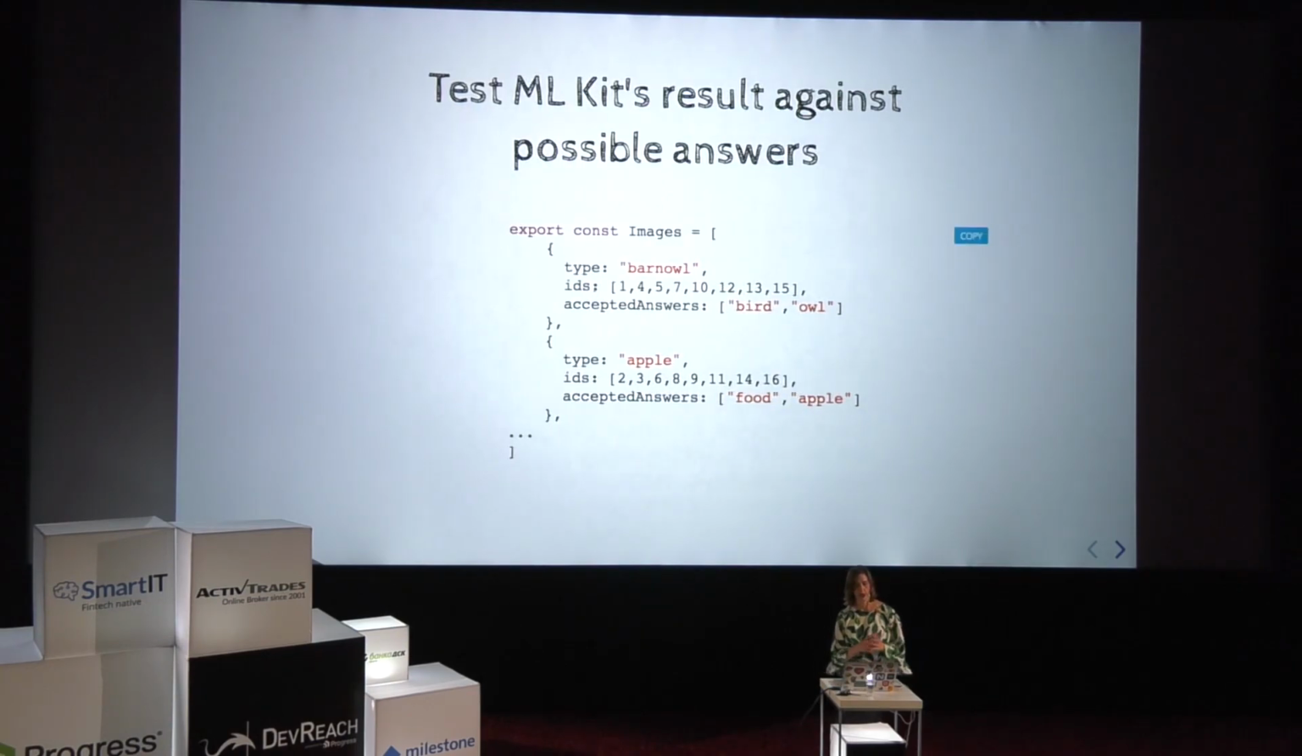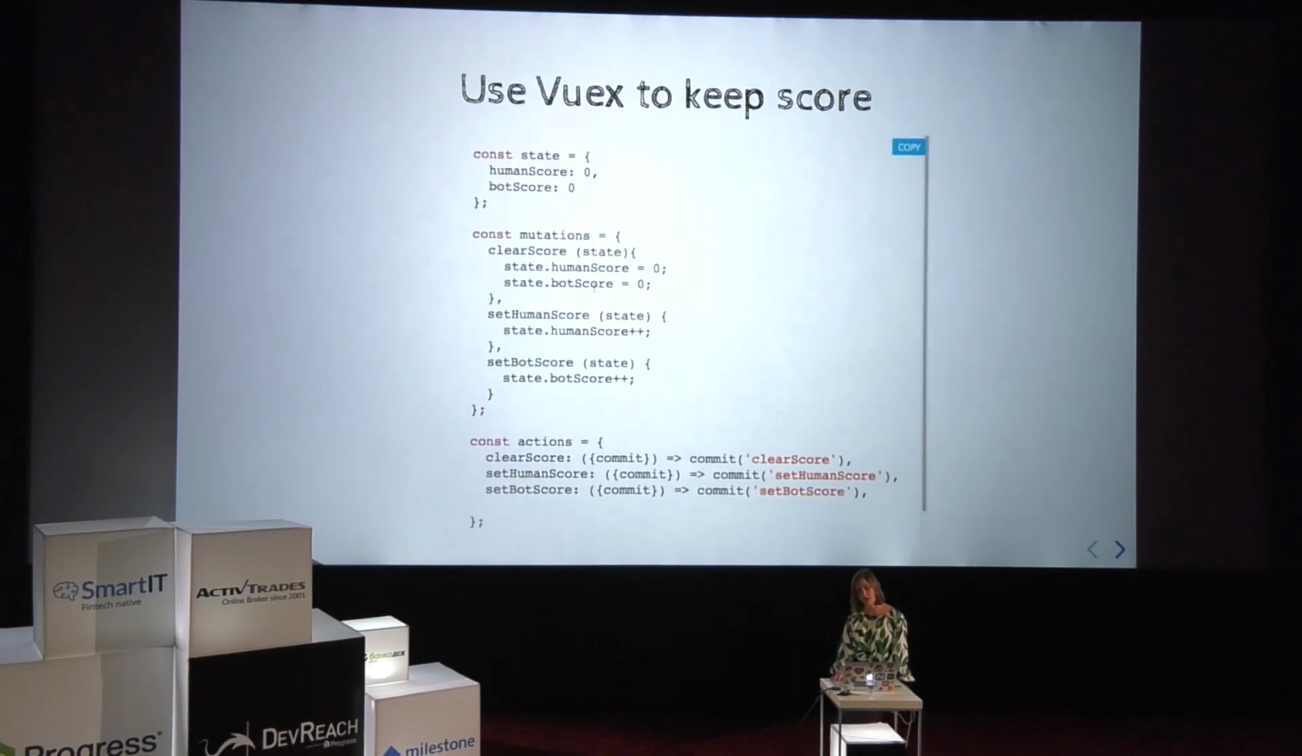So I have an object here. I give the images a certain ID, and then I give the accepted answers that I'm expecting from the bot. So it's kind of like a source of truth. So this is how I'm getting the answers. And then I'm using Vuex to keep the score. Vuex is Vue's state management, a little bit like Redux. So here I'm taking the human score and the bot score, and I'm just calculating what the score is coming through, and then I can save that as I continue to swipe on the images.